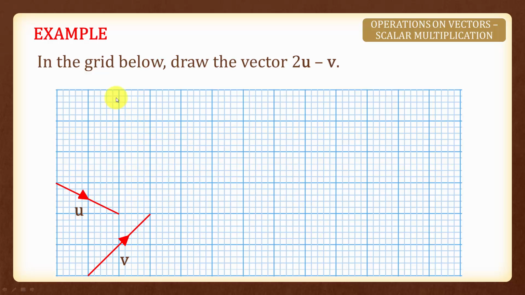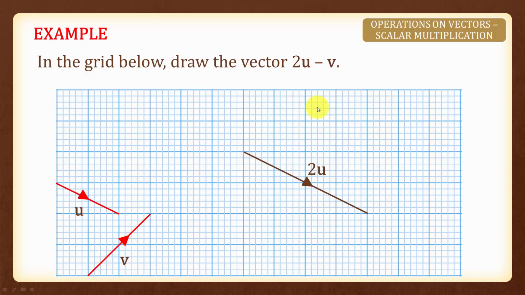In the grid below, we are asked to draw the vector 2u minus v. So 2u will be double the magnitude of vector u, and negative v will be the same magnitude as vector v in the opposite direction. We put it in this way so that we have a continuous path in order to get the resultant vector 2u plus negative v, which is the same as 2u minus v.